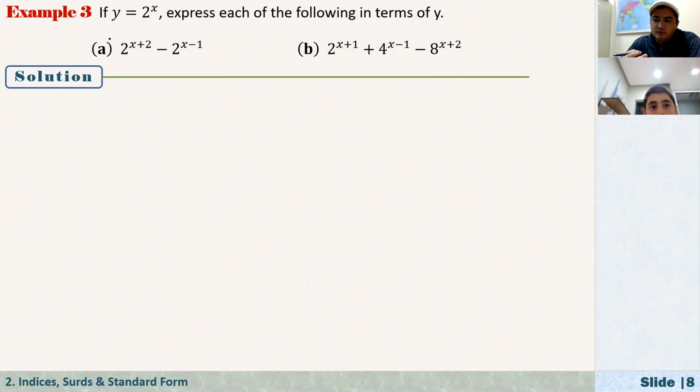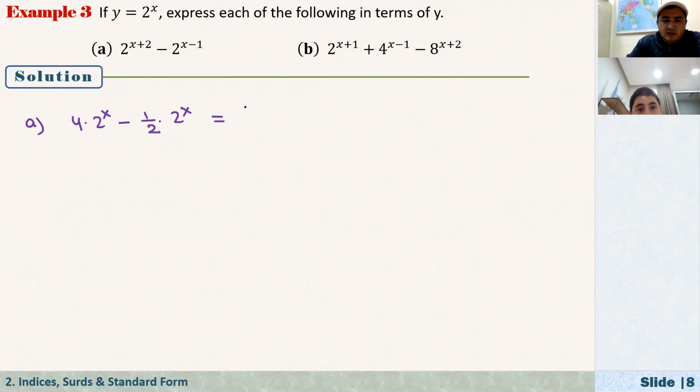Introduce some new variable, okay, and then substitute and simplify this. Express each of the following in terms of y. So in A, since y is equal to 2 to the power of x, I can write it as 4 times 2 to the power of x minus 1 over 2 times 2 to the power of x. So here we have, what is it? 4 to the power of x, half to the power of x.